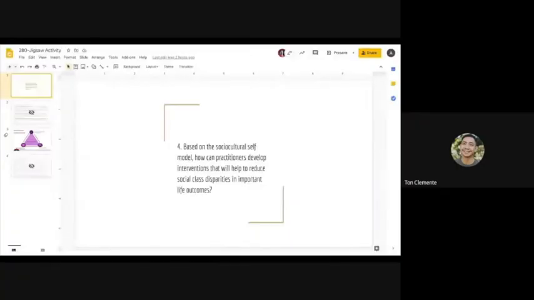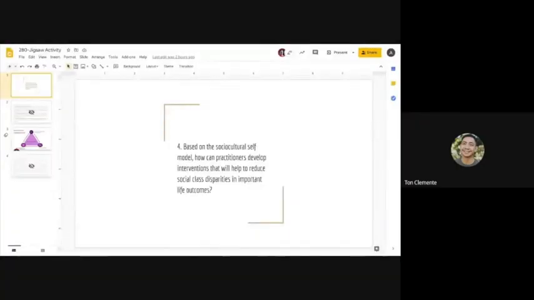So, for question number 4, how can practitioners develop interventions that will help reduce social class disparities? So knowing what we know, actually I'm so happy. Knowing what we know dun sa first 3 groups, how can we put them together for particular interventions?